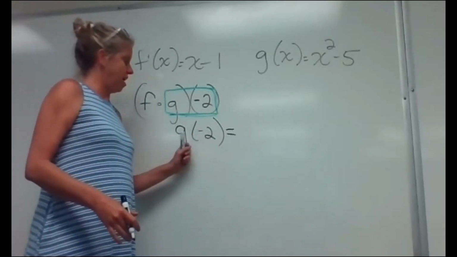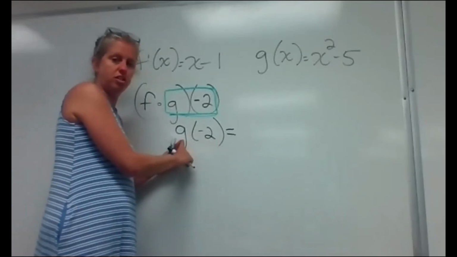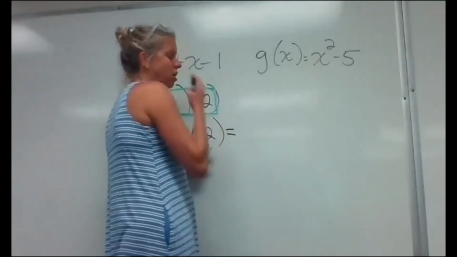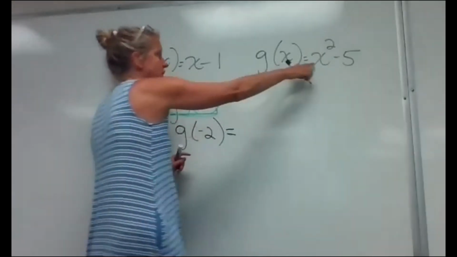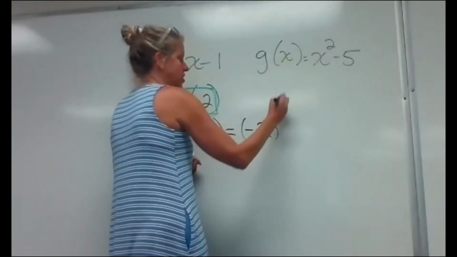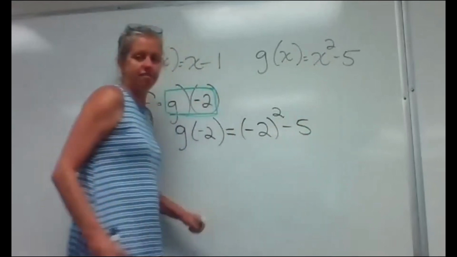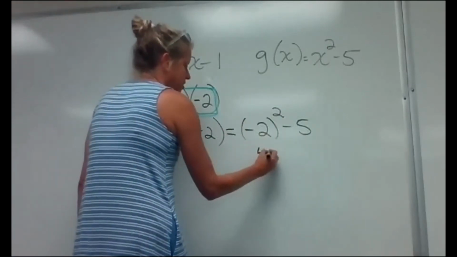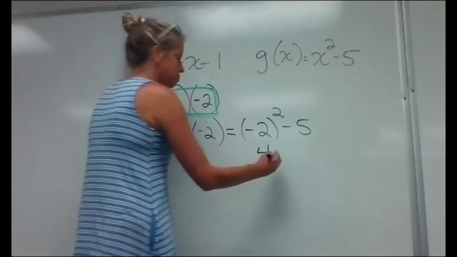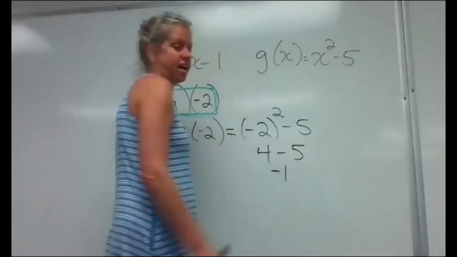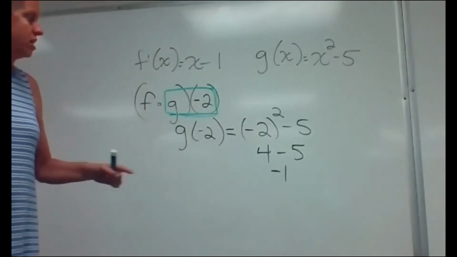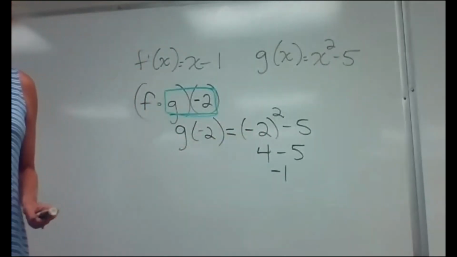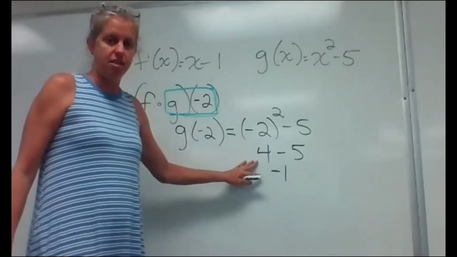So just like always, whatever this says, that tells me which function to go to. So I'm going to my g function. This tells me what to replace the x with. So I'm going to replace the x here with a -2. So when I do that, I have -2 squared, bring down my -5. -2 squared gives me +4. Bring down my -5 to get -1. Remember, if you're going to square in your calculator and it's negative, you need to put parentheses around it, or else it'll tell you -4 instead of +4, like it really is.